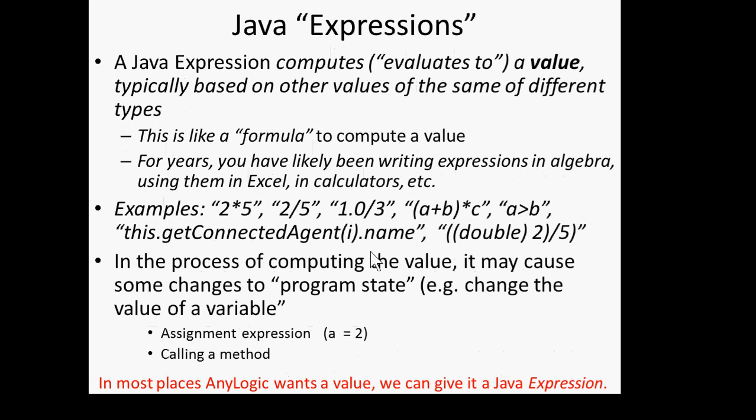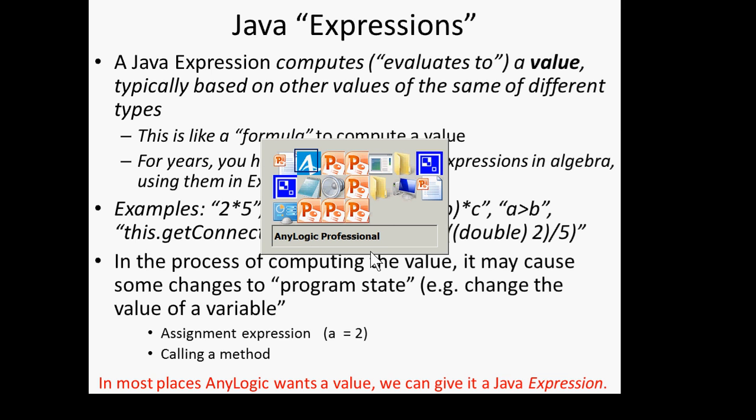A greater than B. this.getConnectedAgent(i).name. We're going to learn to parse these things, but this is also an expression. It's going to chunk through it, evaluate each piece, and return a value. What's the value going to be? It's a reference to a string that's denoting someone's name. The string's going to say Joe or something like that. Okay, so it goes through this formula, it computes it, calculates it, and it produces a value.